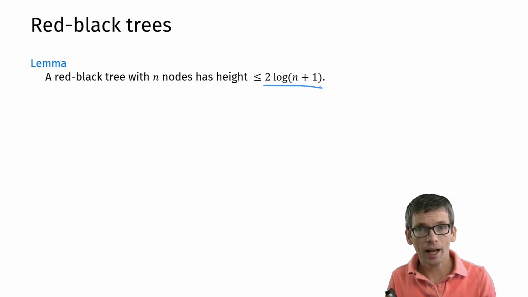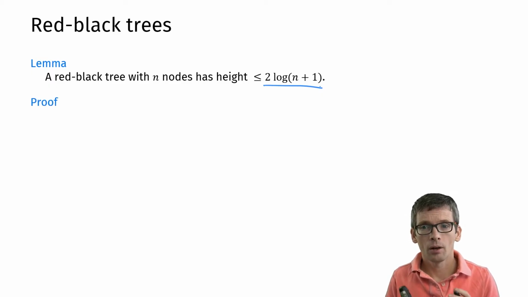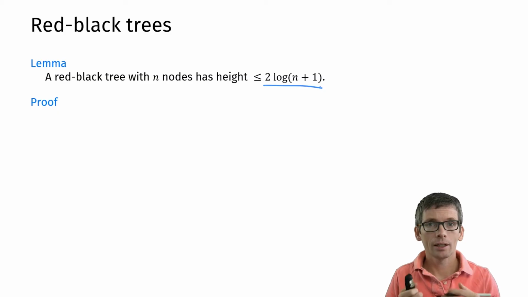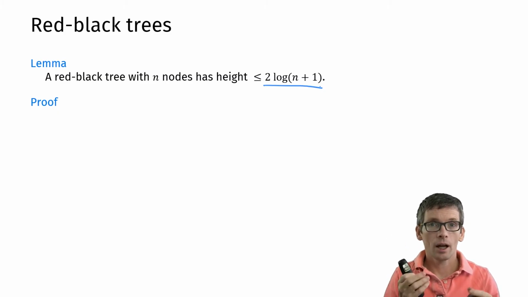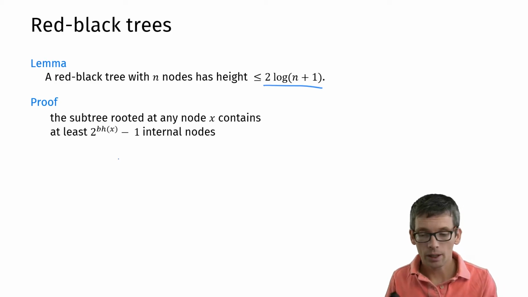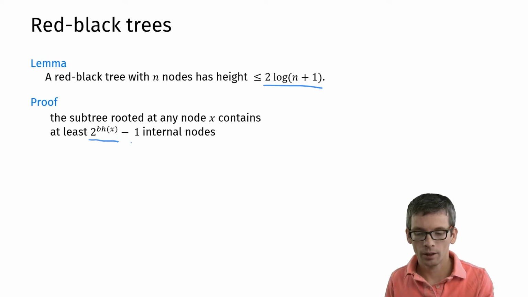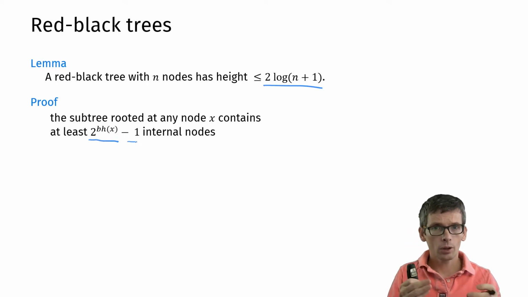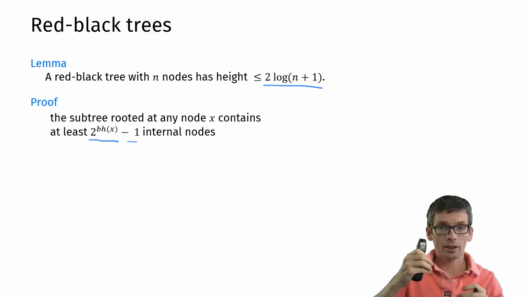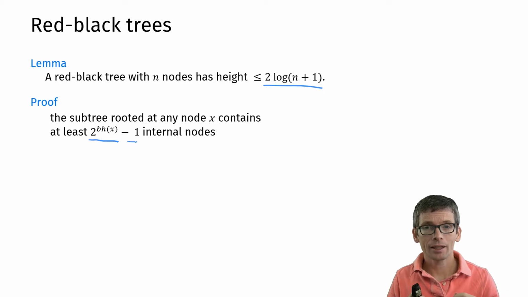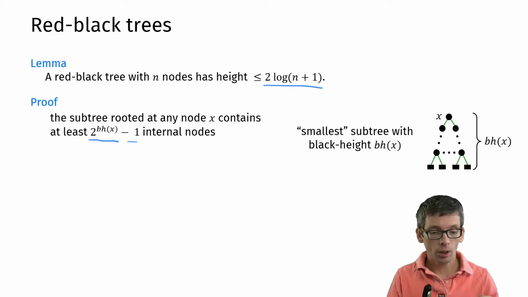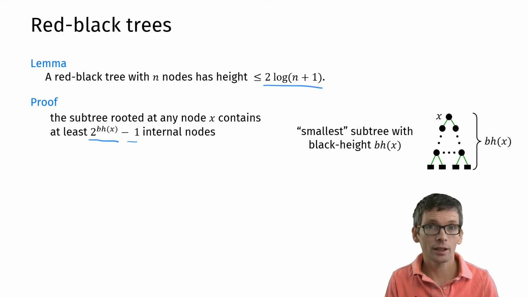And for this, the black height is very important, because what we have here is that if I have a node x and I know its black height, it tells me how many nodes I will have at least in the subtree. Namely, I have at least 2 to the black height minus 1 internal nodes in the tree rooted at x. Why is that the case? Because every path to a leaf has the same length. So the smallest subtree which could achieve this is a tree which only has black nodes.